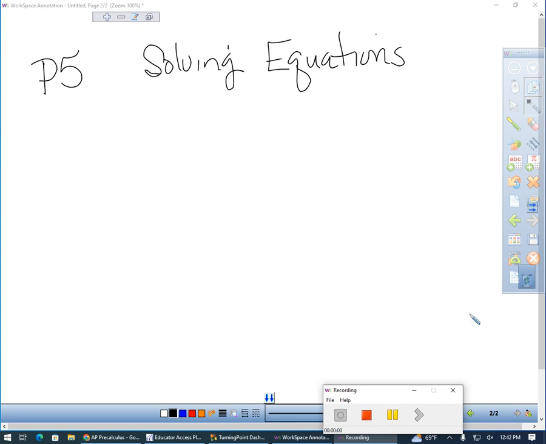Today we're going to talk about solving equations. The other day we solved equations that were just linear. Today they could be quadratic, they could be absolute value, they could be square roots. They're all ones that you've already seen before.